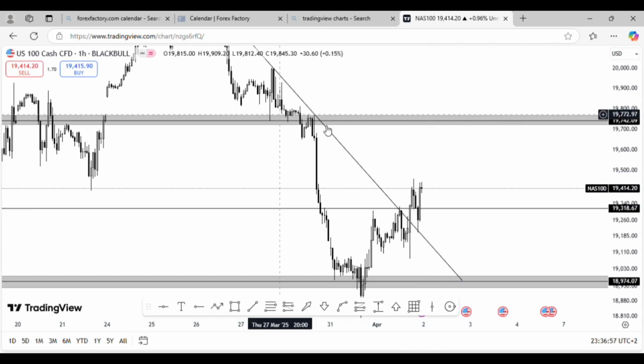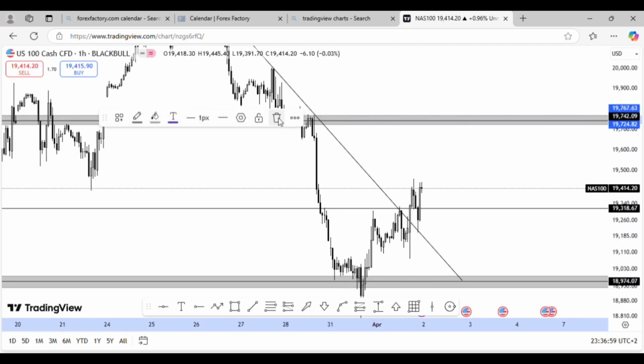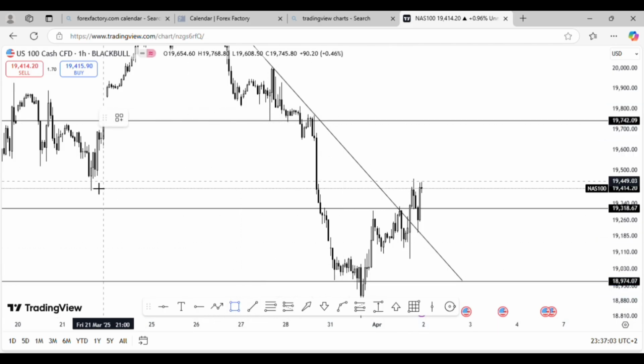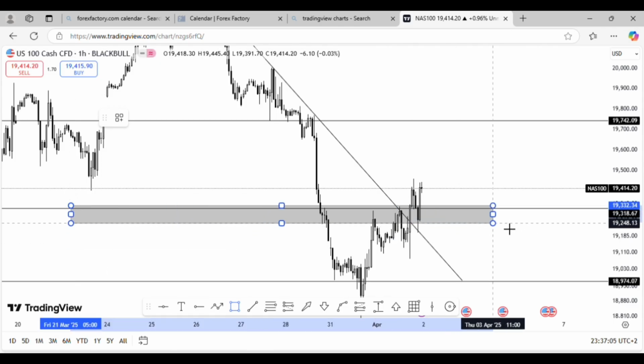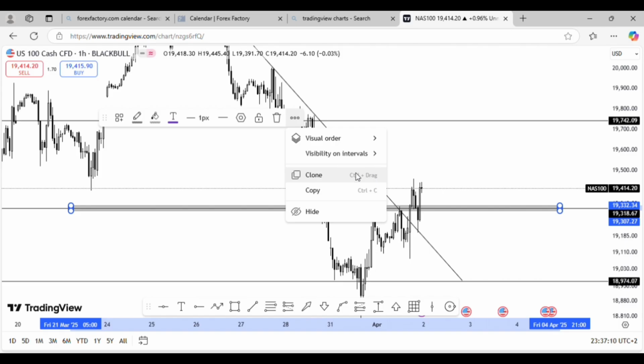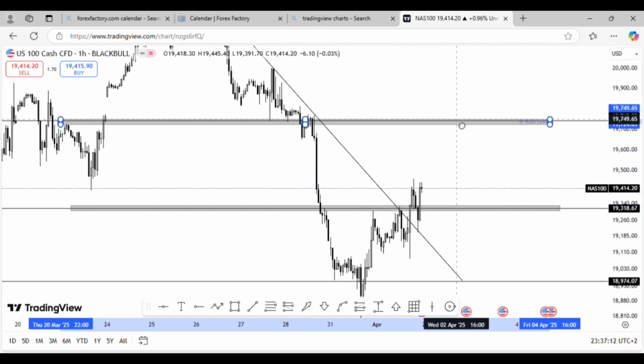So let me just delete the rectangles because they are not as neat as I want them to be. So let me just do this. Exactly my point. Now they're as neat as I want them to be.